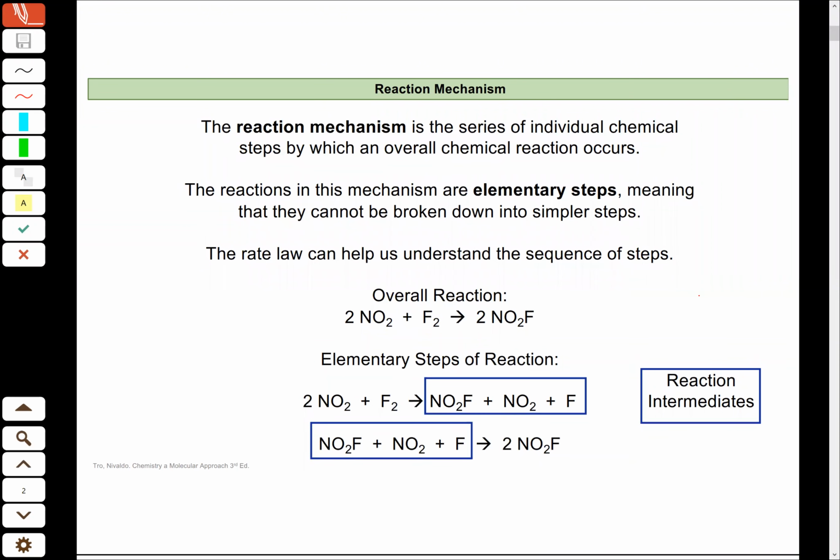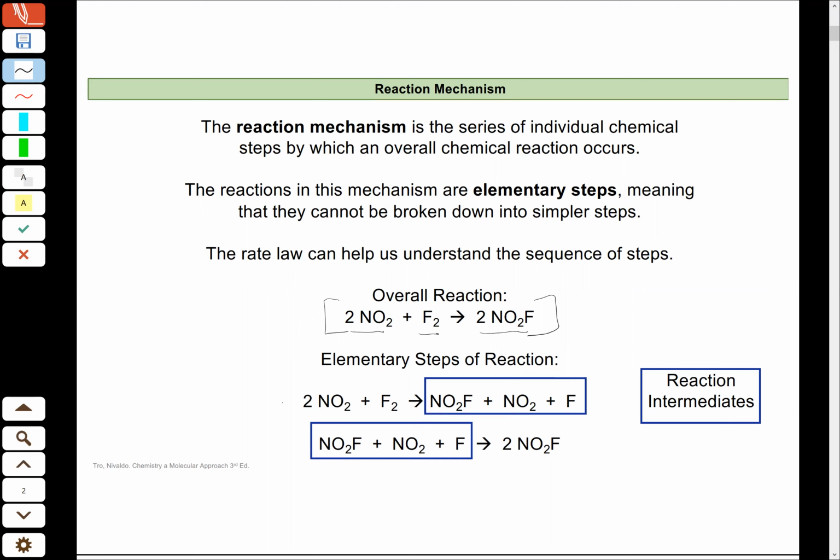So we've looked at chemical reactions and talked about their rate, but we've really been talking about the overall rate of the reaction. A reaction mechanism actually breaks down this overall reaction into elementary steps. And so that mechanism is the series of smaller steps that occur so that we observe an overall reaction. So here for the overall reaction of 2NO2 plus F2 forming 2NO2F, we might observe the disappearance of these reactants and the appearance of the product.